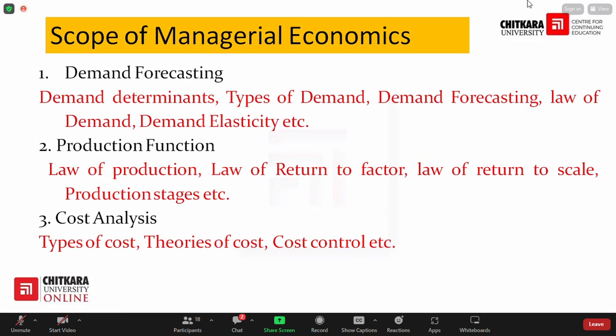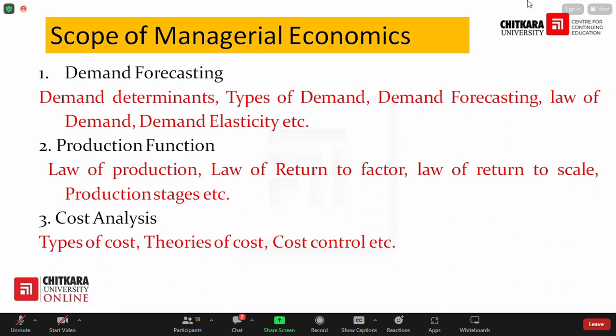Under it, you will study how you can analyze the demand for a product, which is very, very important for an organization to understand how to forecast the demand. Because if the demand is increasing, then you need to increase your production. If the demand is very low for a particular product, maybe you need to go for diversification.